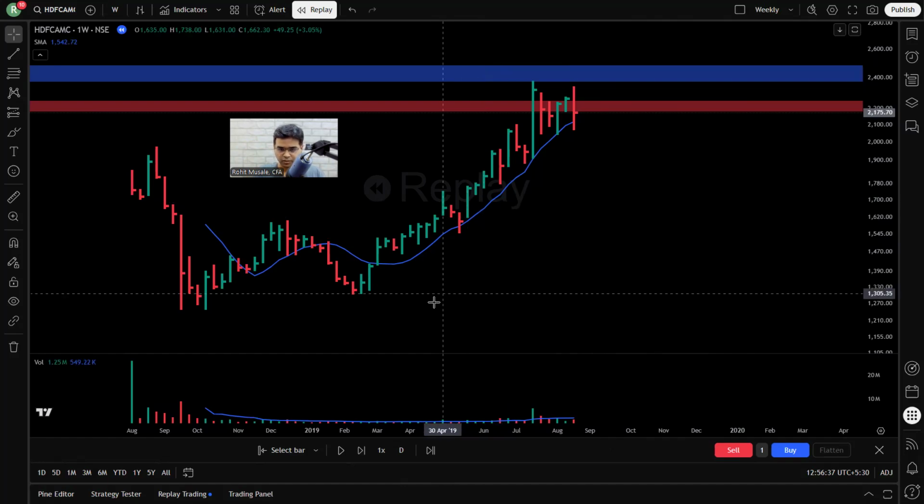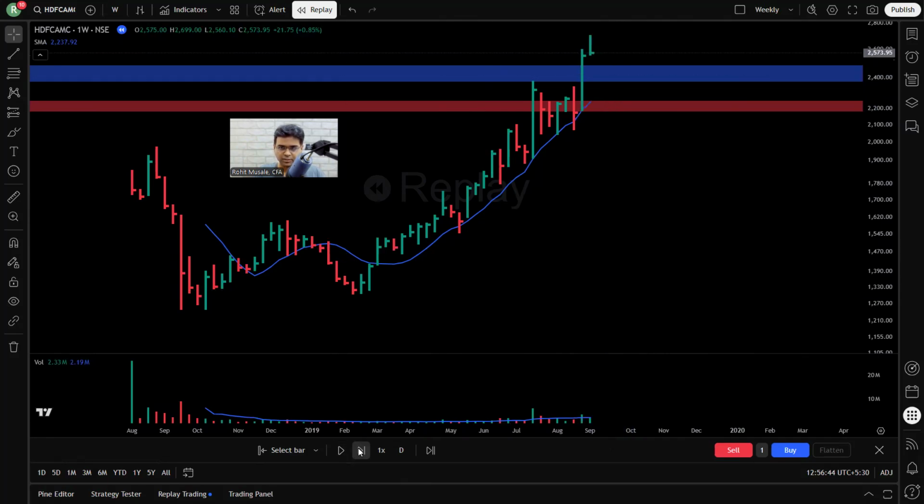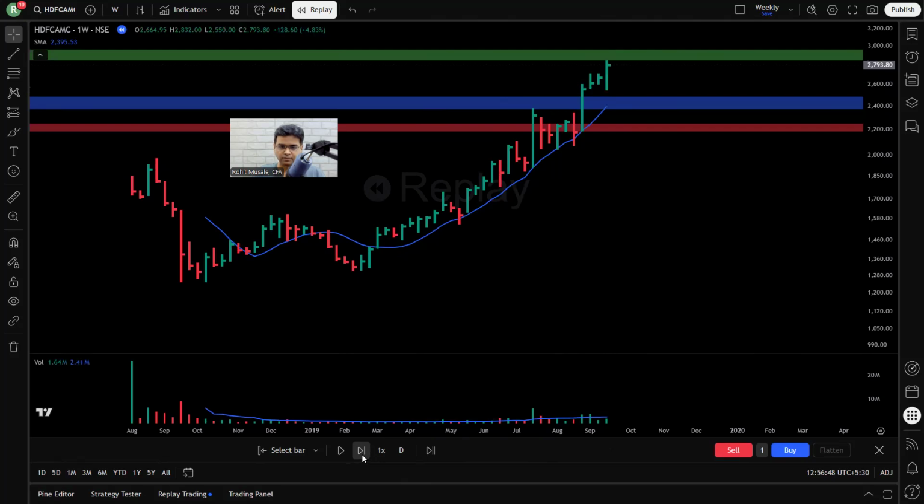By the way, this is a stock that I have used in the positional stock trading series. I have used this example. This was the breakout. I have drawn the green zone also here. And we have discussed this breakout in detail.